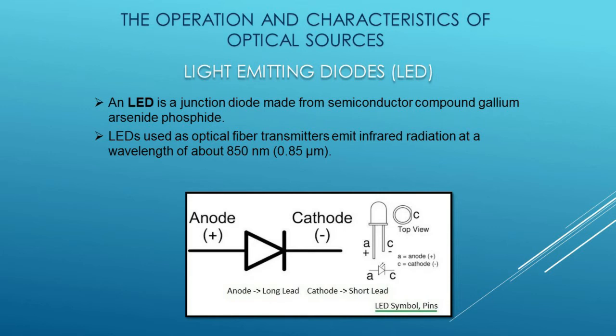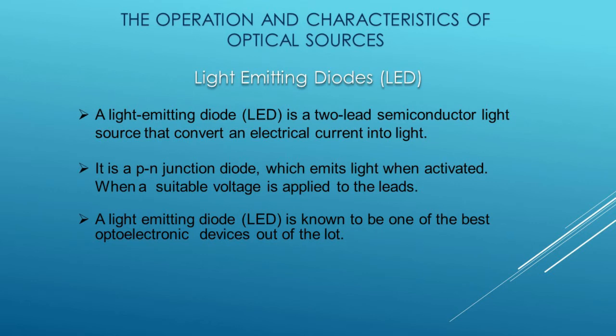LEDs used as optical fiber transmitters emit infrared radiation at a wavelength of about 850 nanometers (0.85 micrometers). A light-emitting diode (LED) is a two-lead semiconductor light source that converts an electrical current into light. It is a PN junction diode, which emits light when activated when a suitable voltage is applied to the leads.